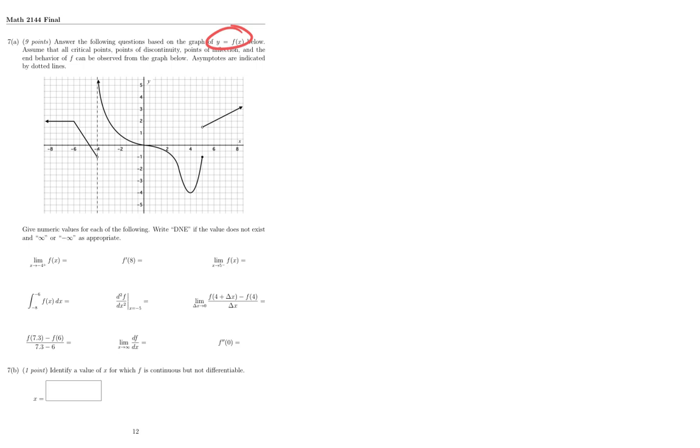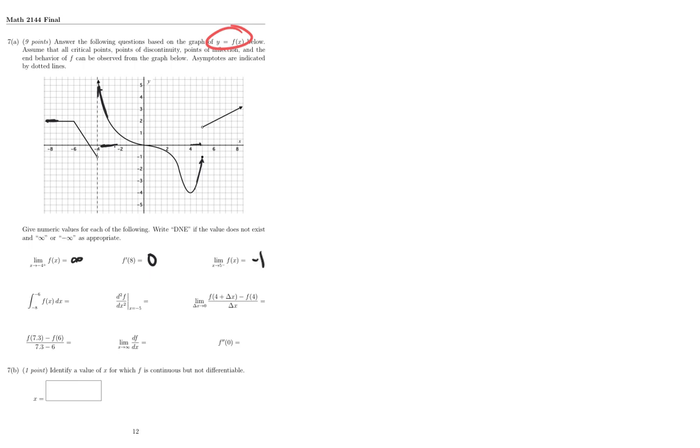All right. So the limit as x approaches -4 from the right: that's from this side, and my function value goes off to infinity. f prime of -8 would be here, so that slope at -8 would be 0. The limit as x goes to 5 from the left of f of x: my f of x function is coming into -1.